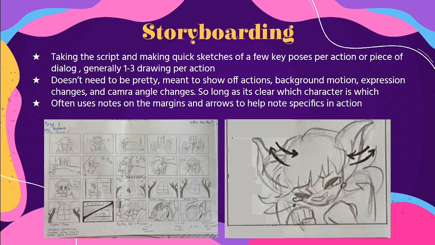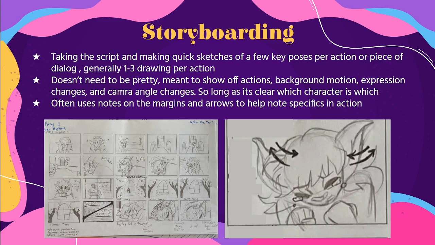And then from your script, you move on to storyboarding, which is where you take the script and make quick sketches of a few key poses per action or a piece of dialogue, generally 1 to 3 per action. They don't need to be pretty. In fact, on some of them, I spent arguably too much time. They're just meant to show direction of action, background motion, camera angle changes. As long as it's clear which character is which, you're fine.